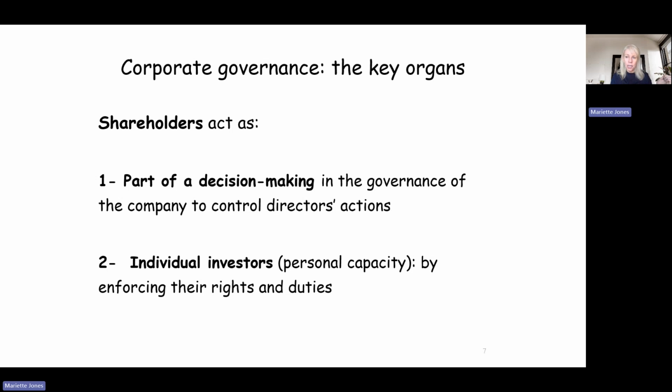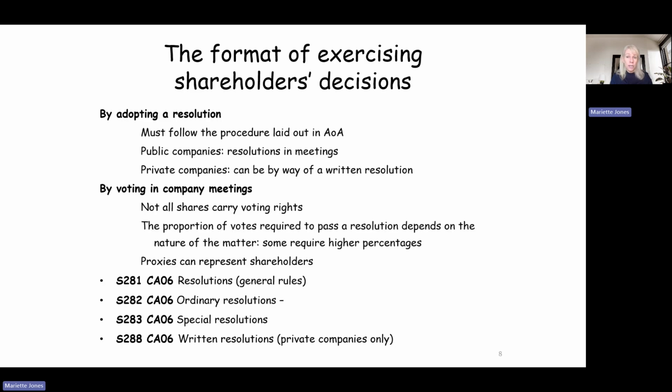Do go and have a look at the videos that I did on the management of companies, as well as shareholder remedies, such as the derivative action and the unfair prejudice petition. However, shareholders usually exercise their influence collectively through resolutions, which are votes on specific topics. So shareholder decisions are made through these resolutions, which are votes on a proposition, and these must follow the procedure in the company's specific articles of association.